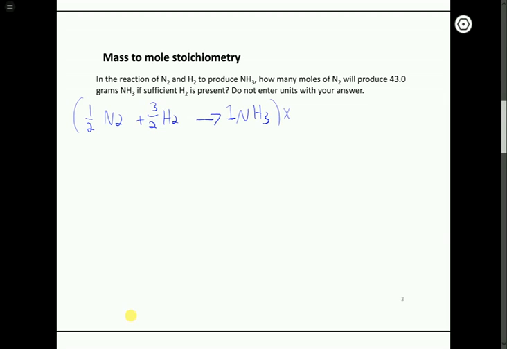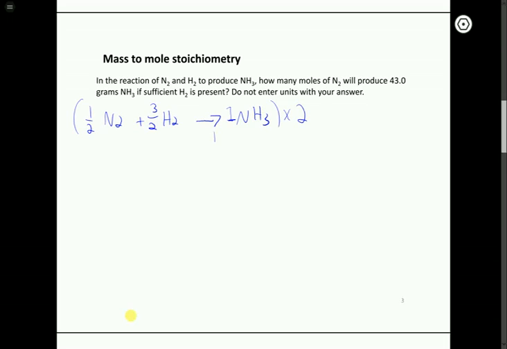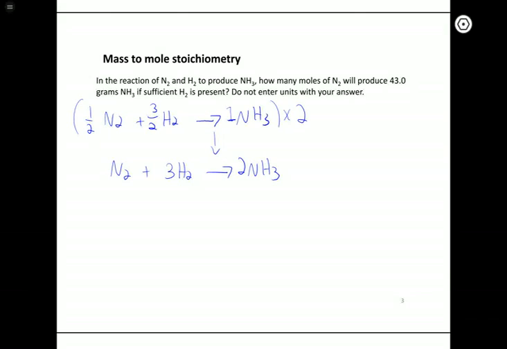But if you don't like to have them, we can just double all the coefficients in this reaction, and that will give us a form of the reaction that has whole number coefficients. N2 plus 3H2 goes to 2NH3 it should be. Okay, so that's the form of the reaction without fractional coefficients, which we find more convenient to use. So we're trying to find how many moles of N2 will produce 43 grams of NH3.